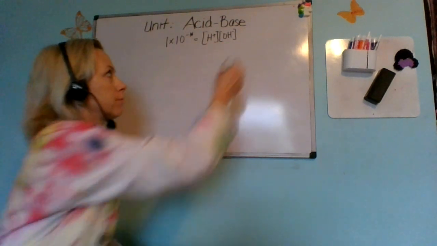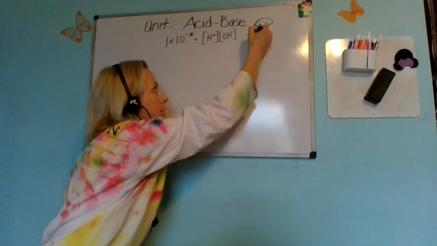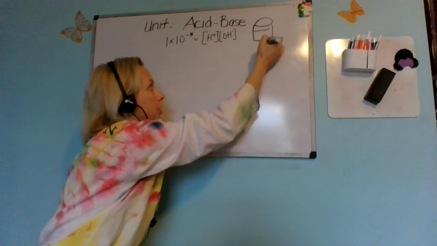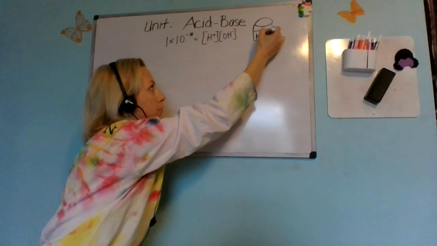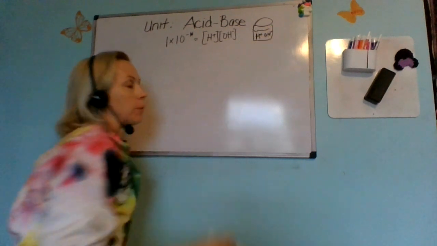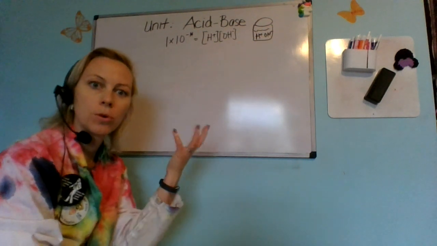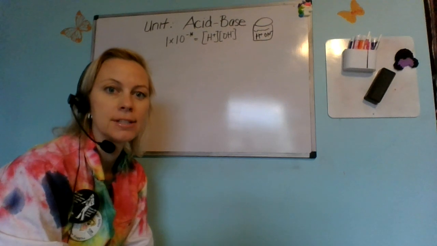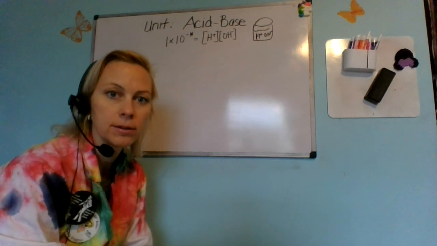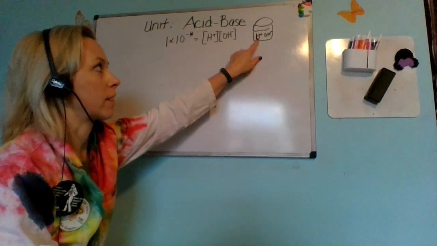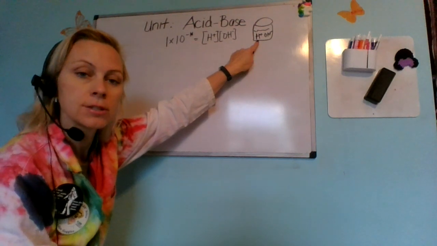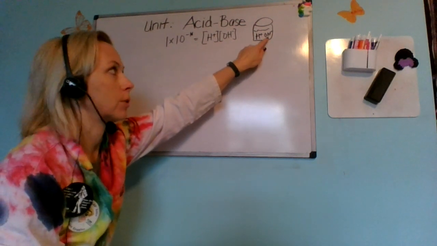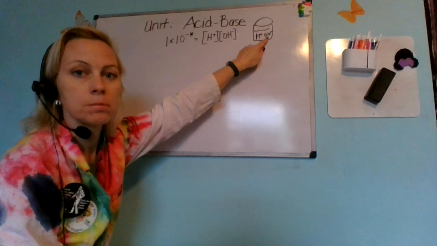If we were looking at a solution, here's my beaker, my solution, which one do we have more of? That will tell us if a solution is more acidic, more basic, or neutral. So if you have more hydrogen ions, then you're considered acidic. If you have more hydroxide ions, you're considered basic.